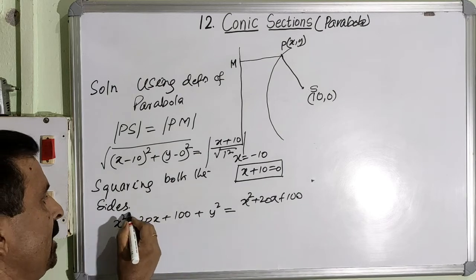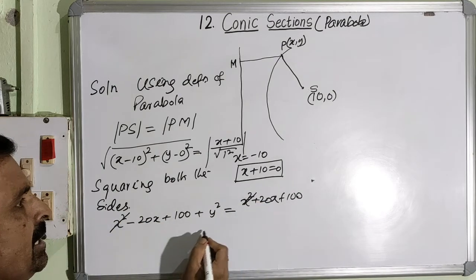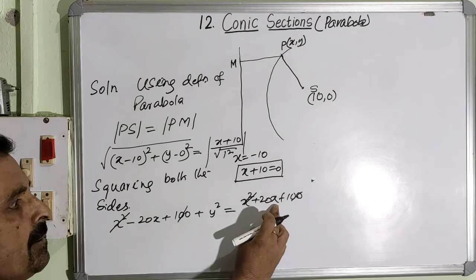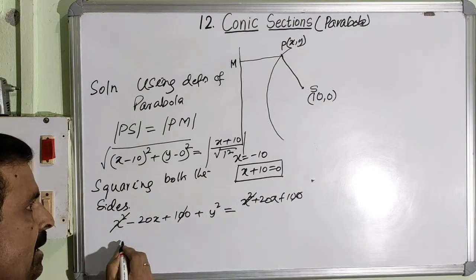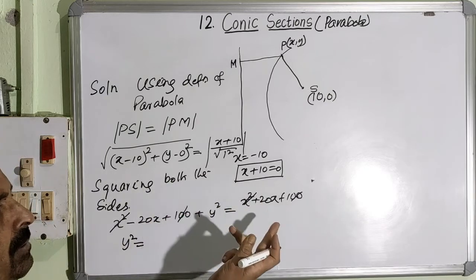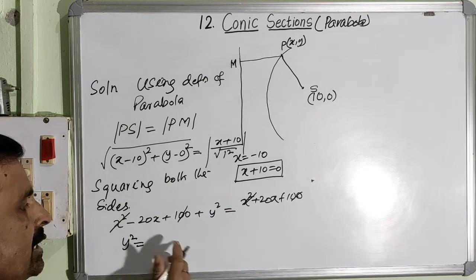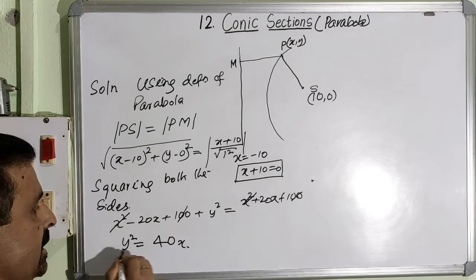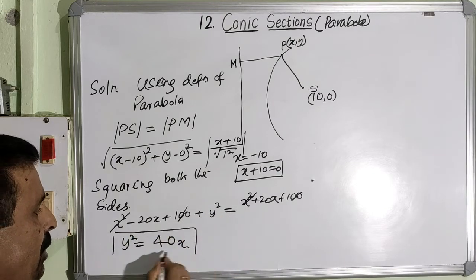Now we can simplify. This x square will cancel this x square. This 100 will cancel this 100. Now minus 20x and plus 20x are like terms, therefore they can be kept together. Therefore you get y square equal to minus 20x will go to the other side, will become positive. Therefore 20x plus 20x will become 40x, and this is the equation of your parabola: y square equals 40x.